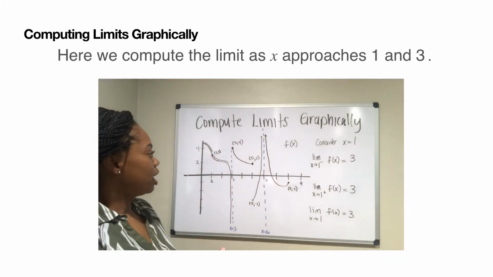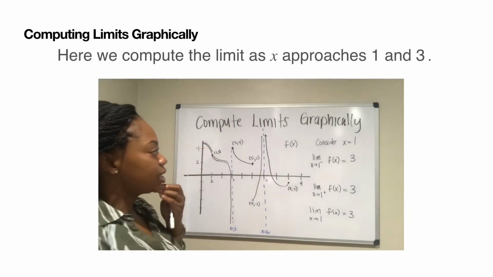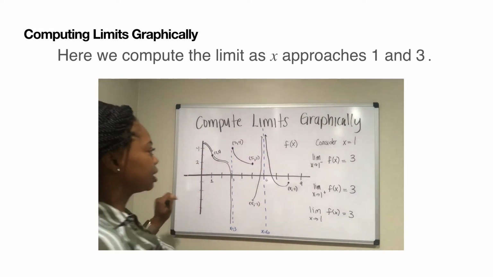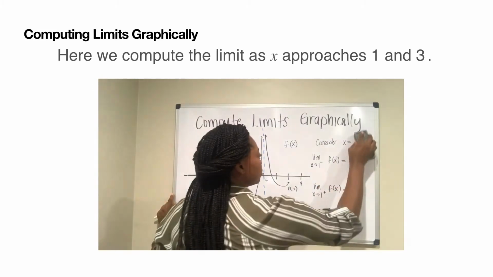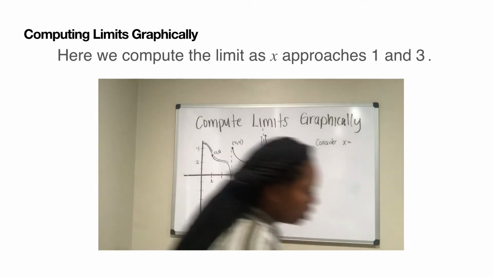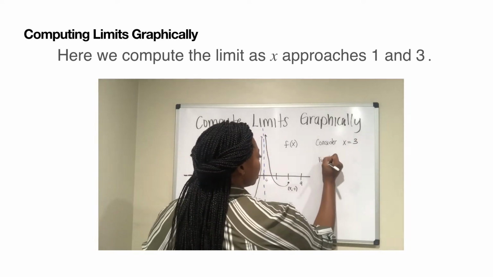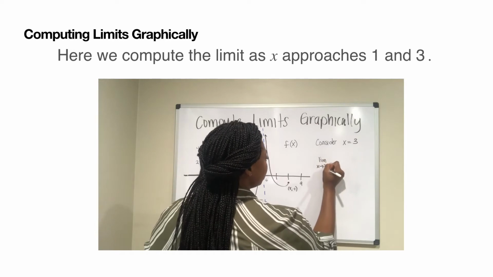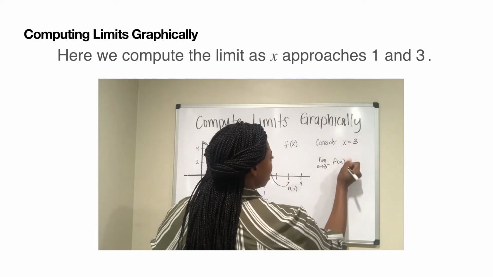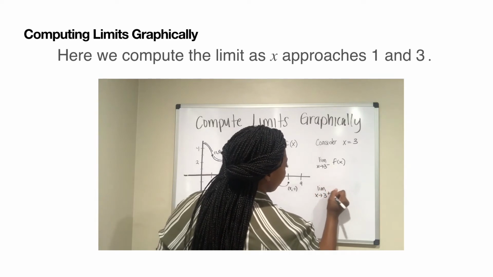Okay, now we're going to do another example. So that was for x is equal to 1. Let's see what happens as x approaches 3. So we want to find the limit as I approach 3. So I'm going to compute the limit as x approaches 3 from the left of my function, and then I'm going to write the limit as x approaches 3 from the right.